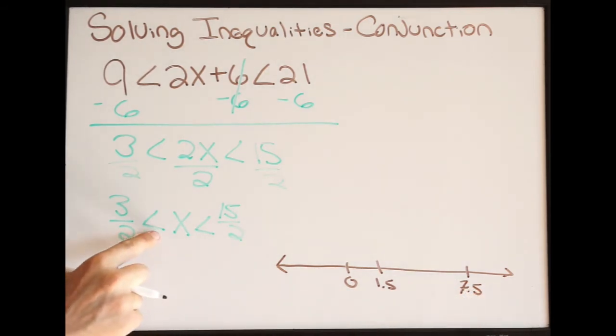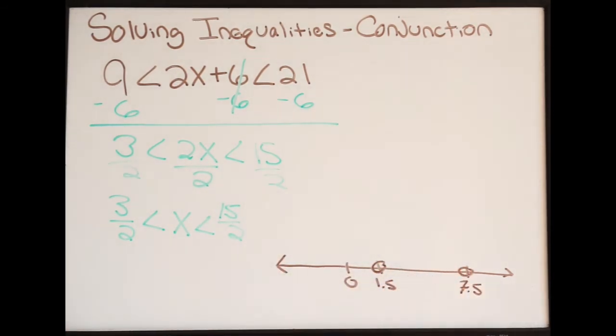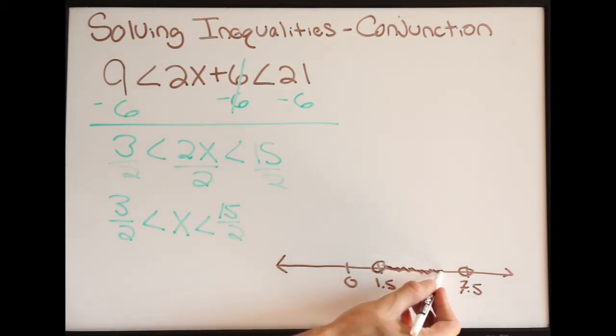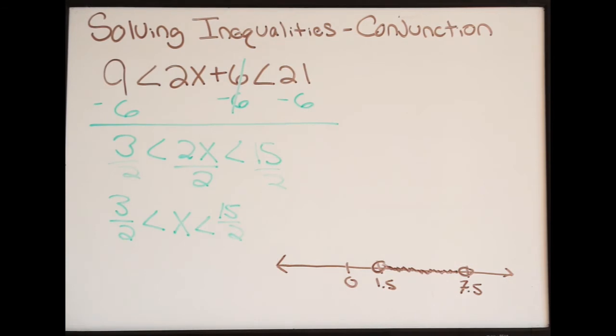Okay, notice our inequality, it's not equal to on either of them, so we're going to use an open circle. And again, we're saying that x has to be greater than 1.5 and also has to be less than 7.5. So we're going to be shading in between here like this. All right, so here it is solved and here it is graphed on a number line. Okay, let's try another example.